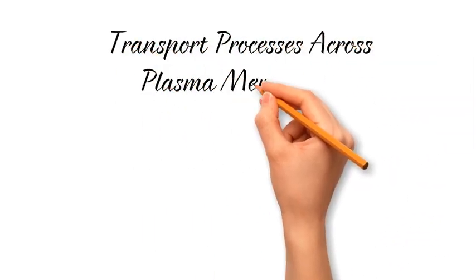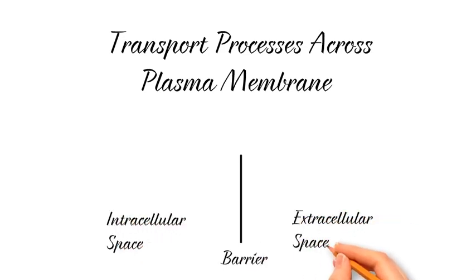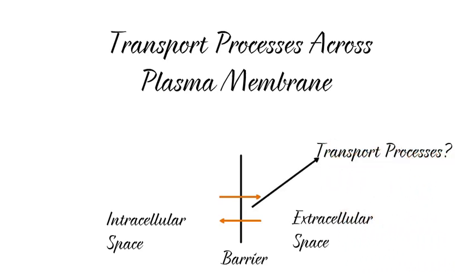Hey guys! Today we're going to talk about transport processes across the plasma membrane, a vital aspect of cell biology. The plasma membrane, also known as the cell membrane, acts as a barrier that separates the inside of the cell from the outside environment. But how do cells get essential nutrients, waste, and other substances in and out of the cell? That's where transport processes come in.